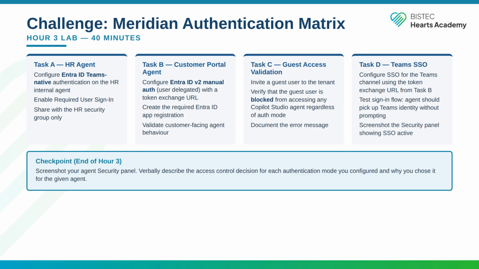Task D is Teams SSO. Using the token exchange URL from the app registration created in Task B, you configure SSO for the Teams channel. You test the sign-in flow in Teams and confirm that the agent picks up the Teams identity without prompting for a separate sign-in. You capture a screenshot of the security panel showing SSO active. At the end of Hour 3, you should be able to show the screenshots from these 4 tasks and describe the access control decision that determined which authentication mode was correct for each agent scenario.